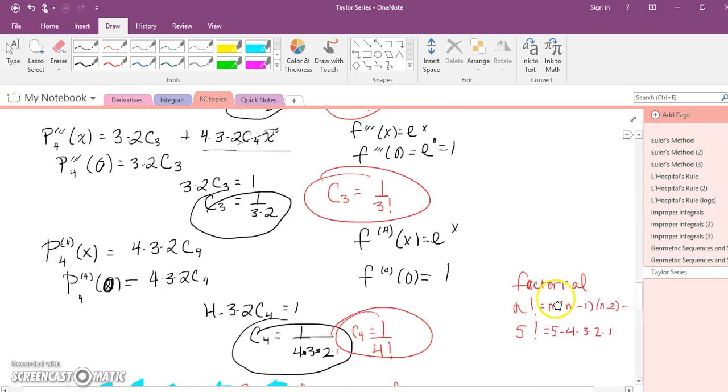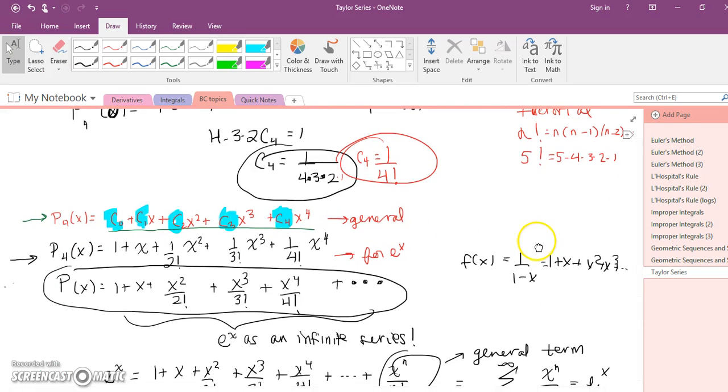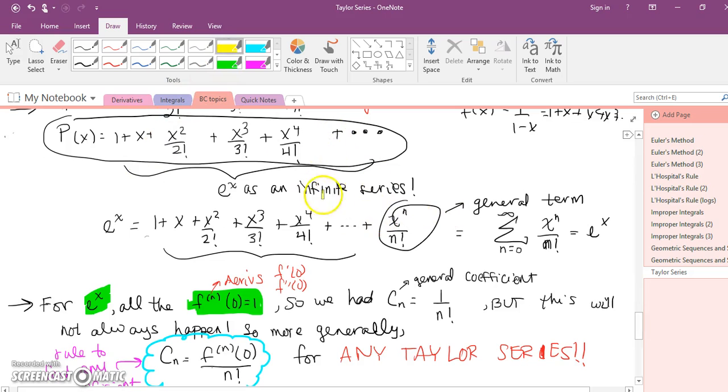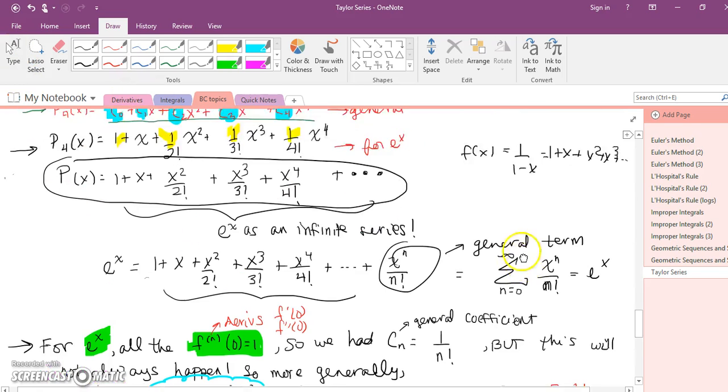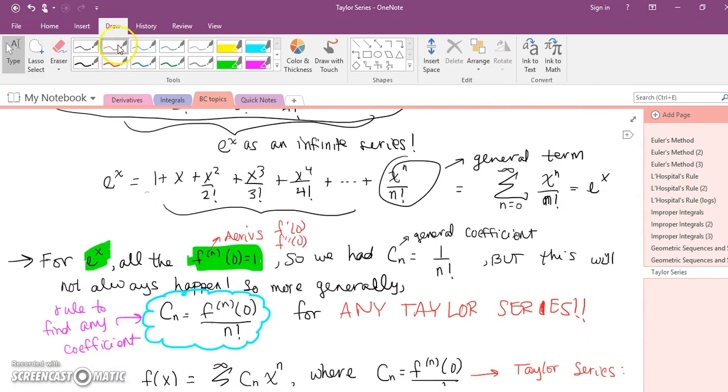And just to verify that, let's look up here. All of my f's, no matter what degree or what derivative I took, they were all 1, which is why I was able to write my coefficients all with a 1 in the numerator, because the function values, like I said, were all 1. That is not going to always happen. It happens for e, but not always. All my coefficients for e were in the form 1 over n factorial. But like I said, that's not always going to happen. Sometimes your f to the nth degree of 0 will be something else.